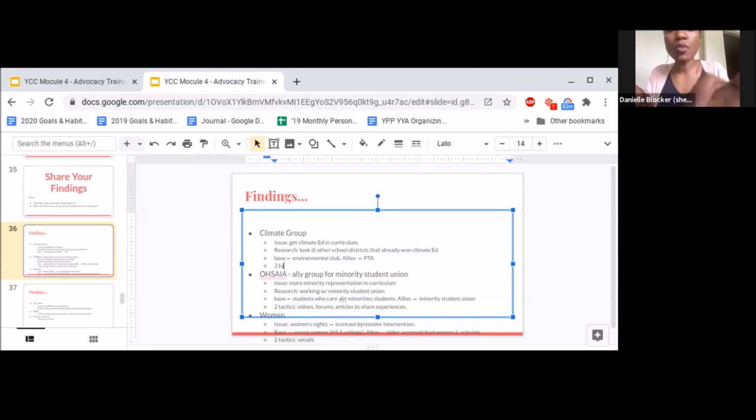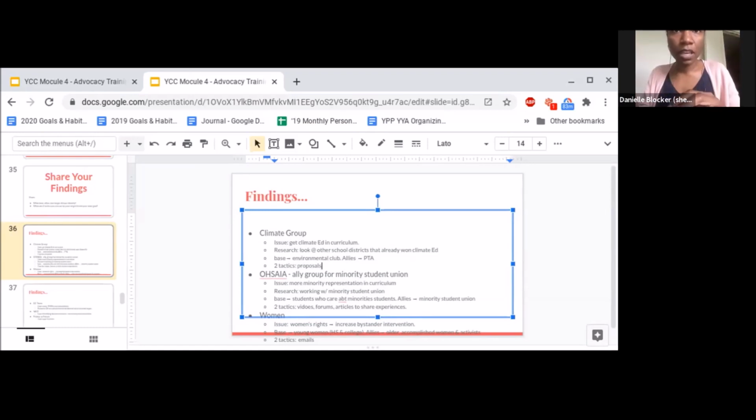And two tactics. So one of the tactics would be to email the superintendent to try to get a meeting set up, and another tactic would be to have a prepared proposal based off of groups that have done something similar in changing the climate curriculum. Very nice. So have a clear proposal, or a policy paper, something like a fact sheet: this is how it's been done.